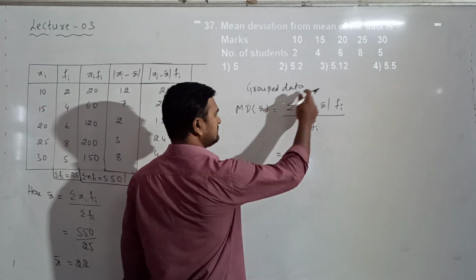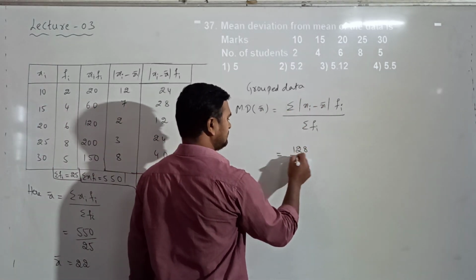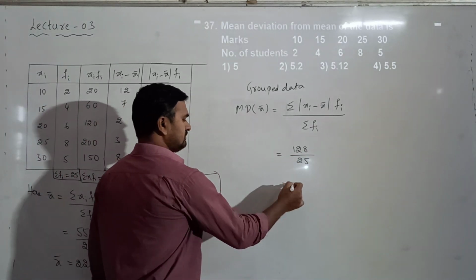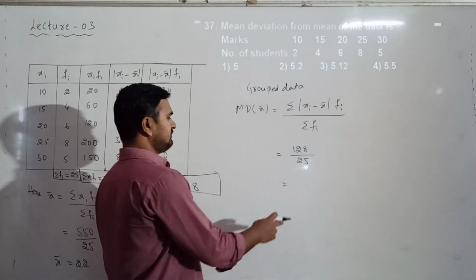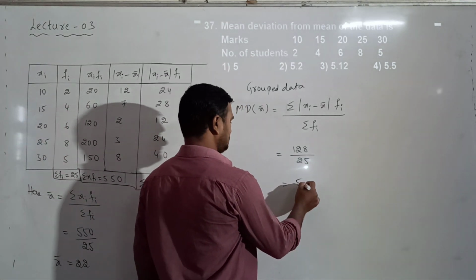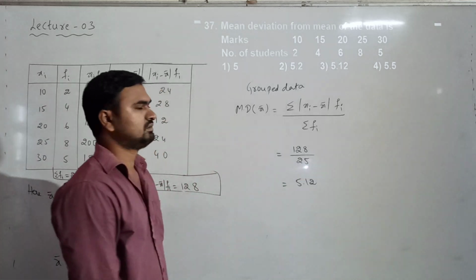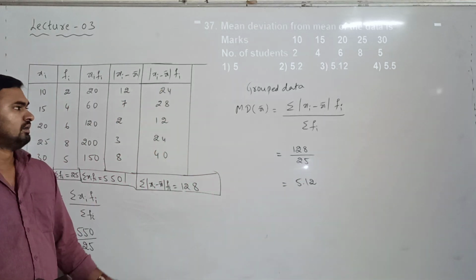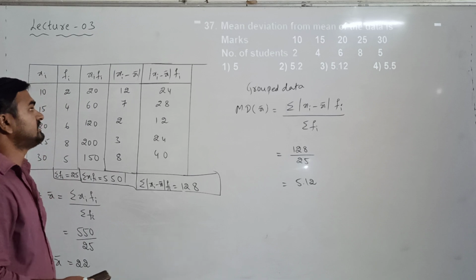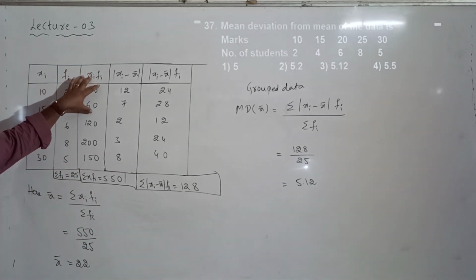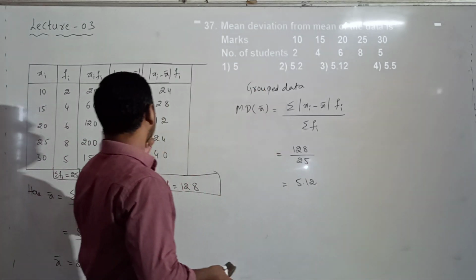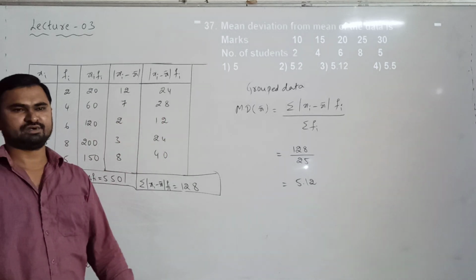So substitute this. Numerator summation is 128 divided by sigma fi, which is 25. Simplifying, 25 fives are 125, 3 remains. So 5.12. That will be the mean deviation about the mean. Okay, so this is how we can find the mean deviation about the mean in the case of this grouped data. So remember the formula and then solve according to the terms that are required.